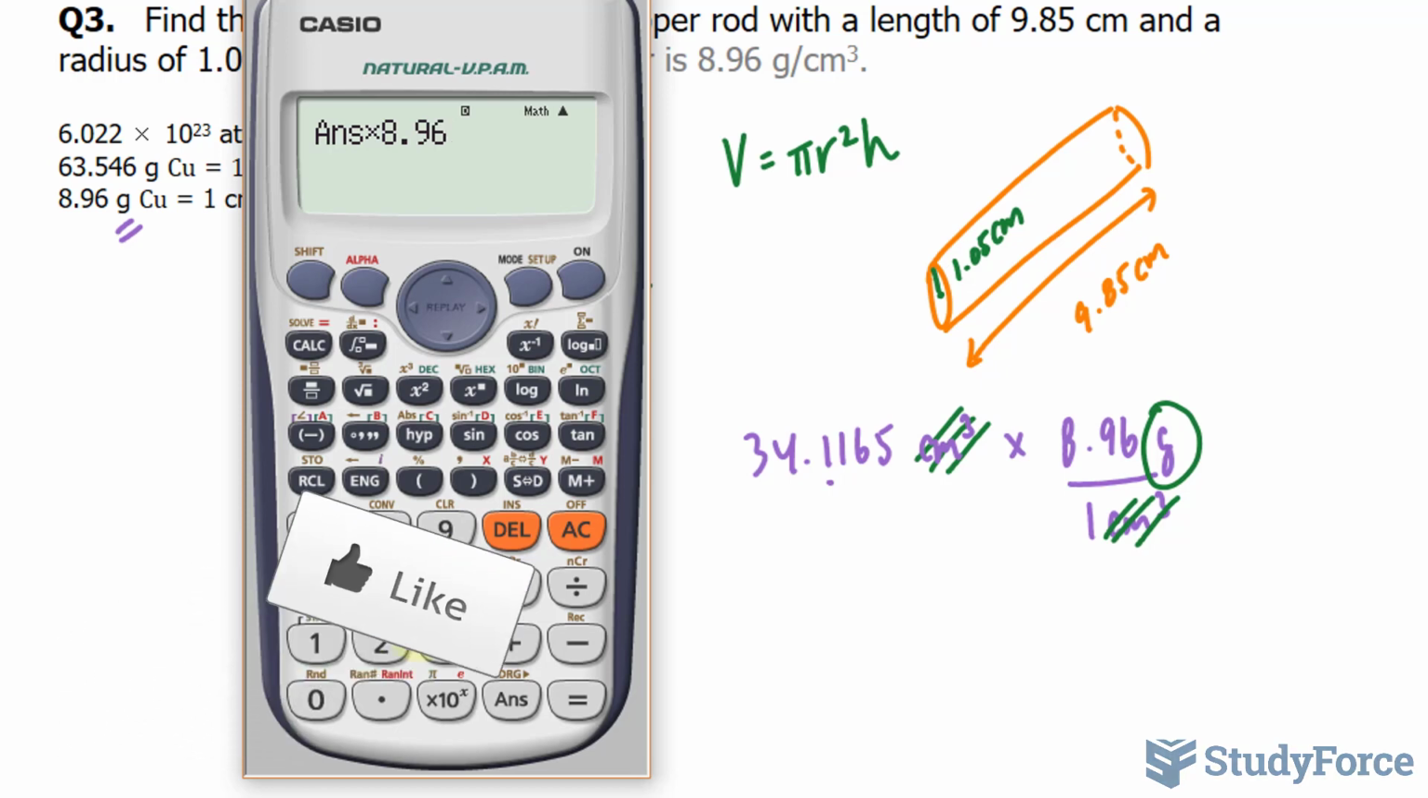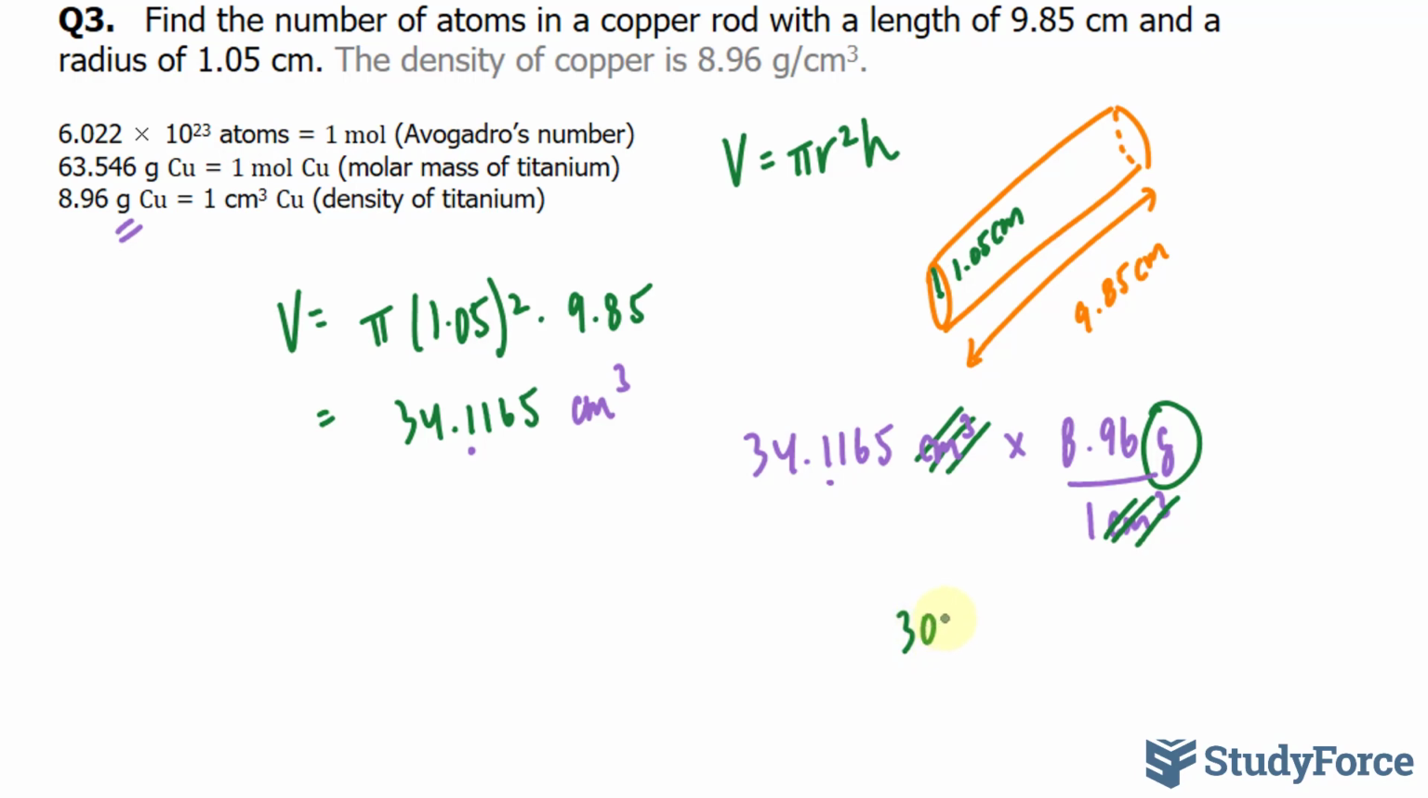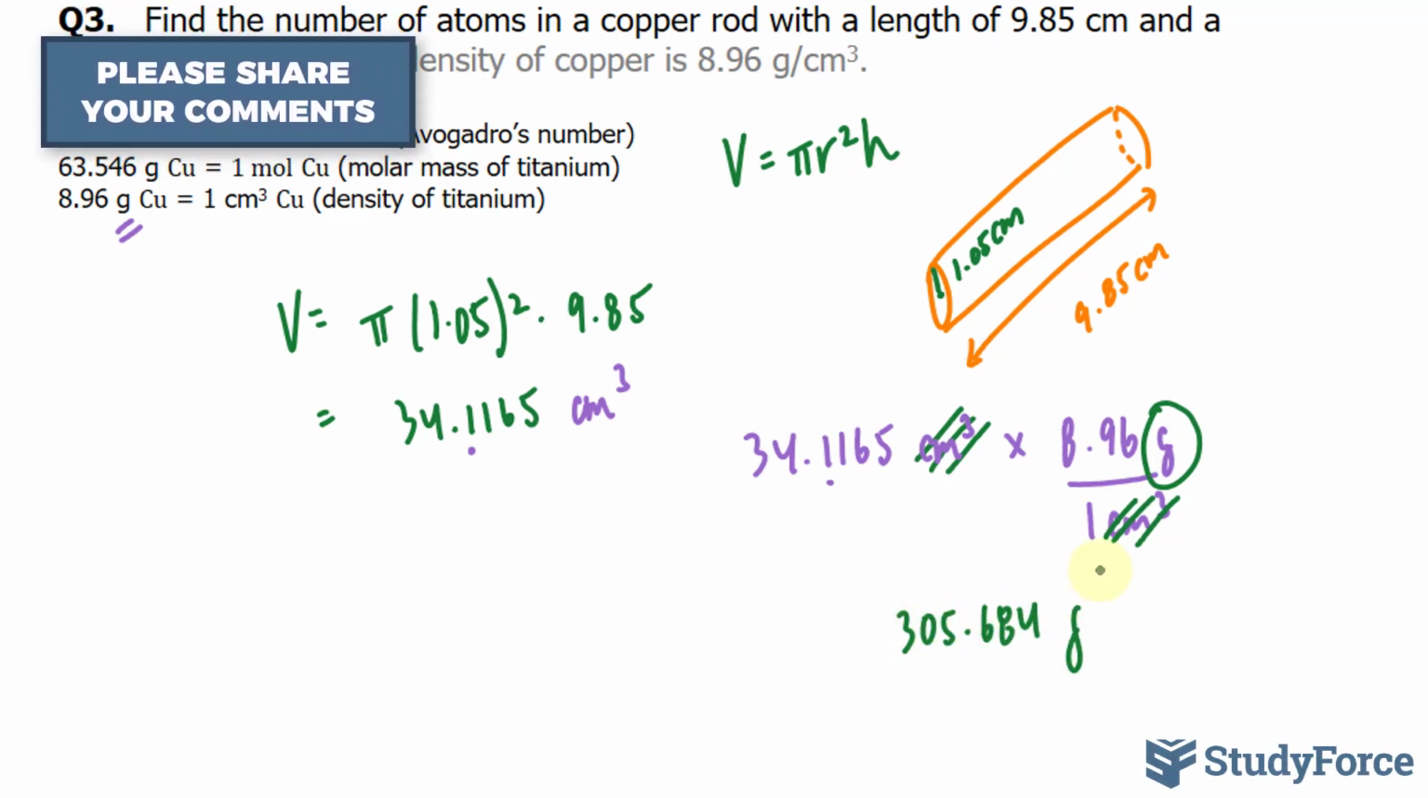8.96. Notice that I took the whole number for this multiplication because whether you have 3 numbers after the last significant number or more, it's not going to affect the final answer. So multiplying these two, I end up with 305. And I'll write down my answer up until this 4, even though I know my final answer should have 3 significant figures. So 305.684 grams. That is how many grams are in this rod.